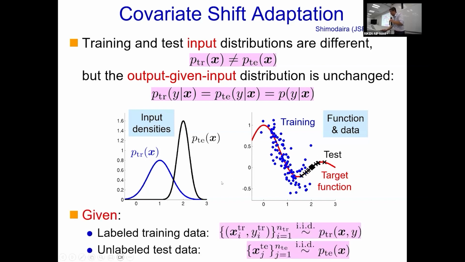And we assume that we are given labeled training data. So we are given blue points as usual. And in addition, we suppose we have unlabeled test data. So we don't know the test data themselves, but we assume we know their input locations, based on which we want to adapt our predictor to the test domain.